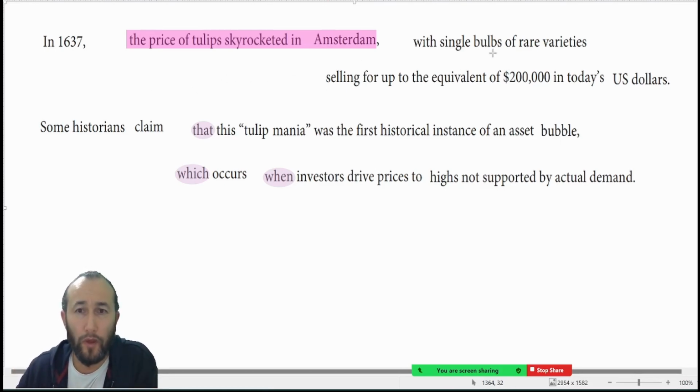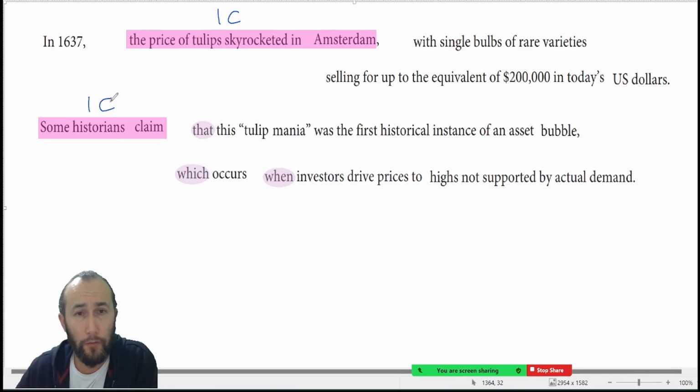Now, with single bulbs of rare varieties, that's not an independent clause. There's another independent clause here: some historians claim something. They claim something. So we've got here two independent clauses, guys. I'm going to write down as I see, and this is also, as I see, an independent clause.